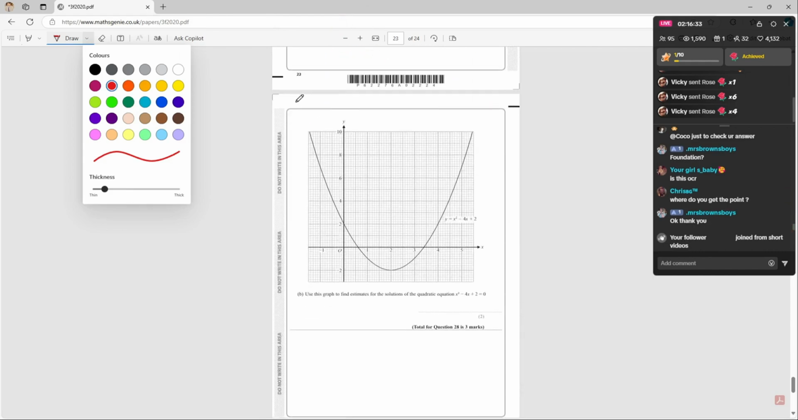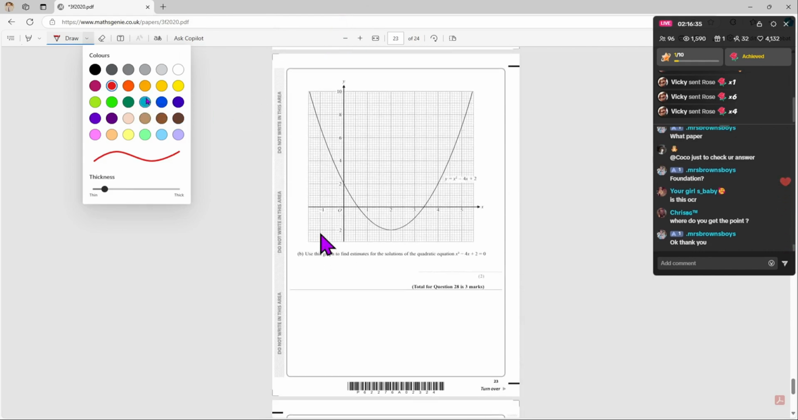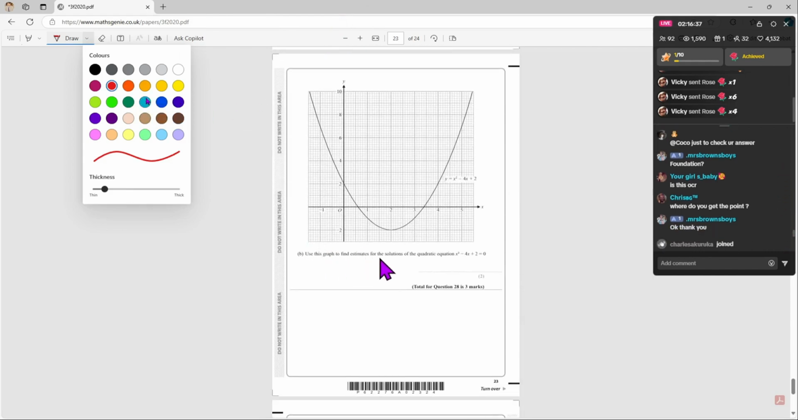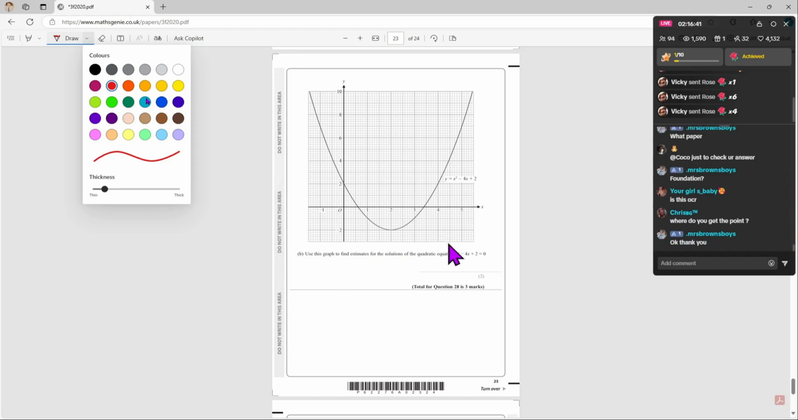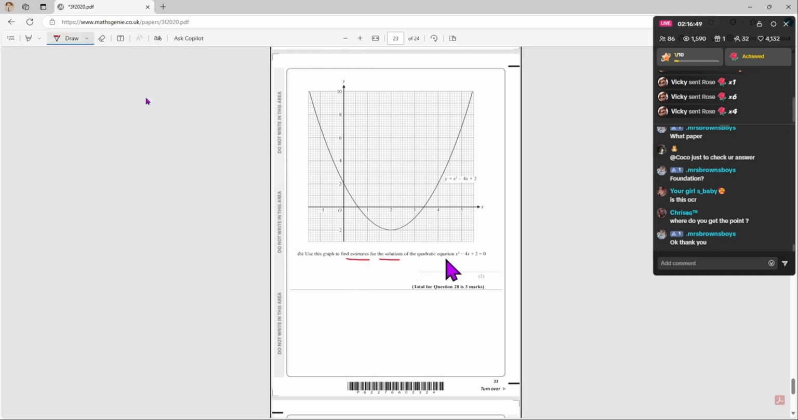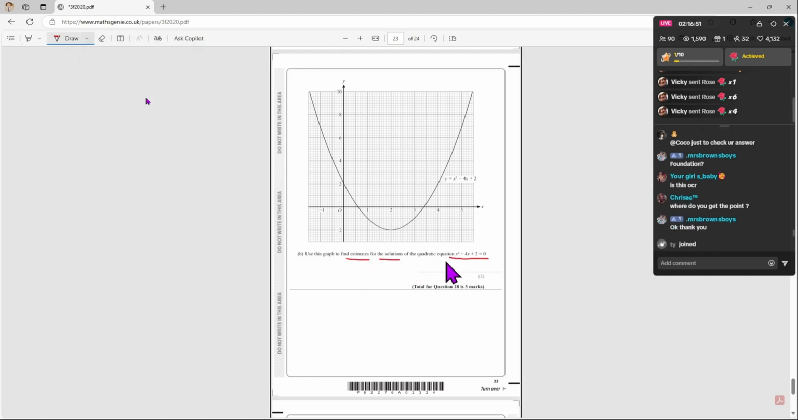So let's move on to part B of the question. Now we have to use this graph to find the estimates for the solutions of the quadratic equation x squared minus 4x plus 2 is equal to 0. Finding the solutions just means that a quadratic equation always has 2 values of x.